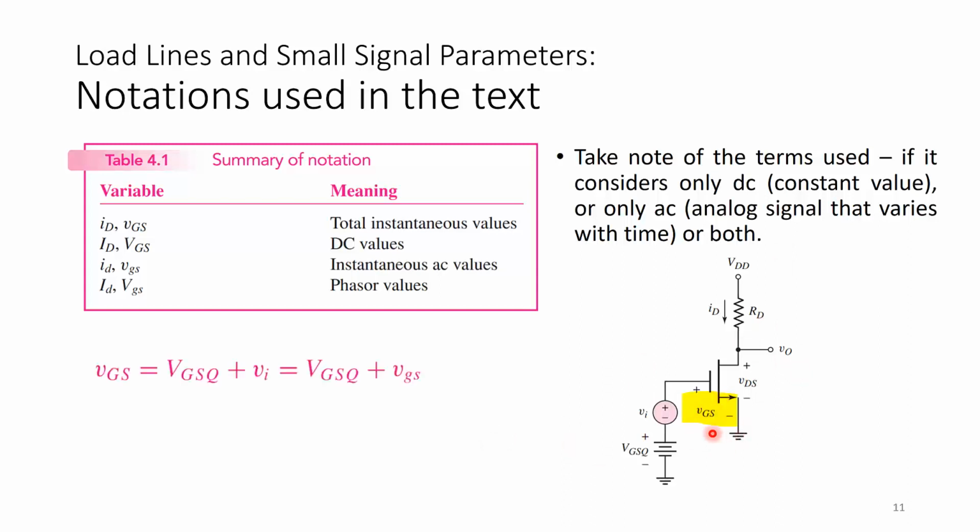VGS here is going to be, because now we have a DC source and an AC source, VGS here is going to be VGSQ plus Vin. So the notation here shows this. If I have a small letter with a capital letter subscript, it is actually a combination of DC and AC, where the DC is represented by the Q point VGSQ and the AC is represented by vgs, small signal analysis. So this is the DC component and this is the AC component.